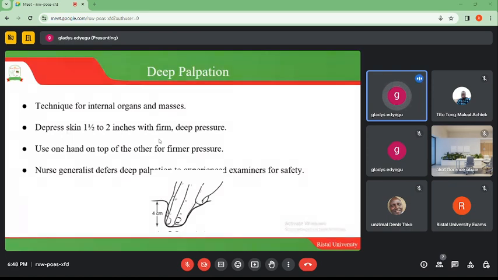So you go deeper. After doing the superficial and you don't see your patient feeling pain, there's no tenderness, then you can go further to press deeper to see whether the internal organs are enlarged. Then use one hand on top of the other for firmer pressure, and it's more for abdominal palpation.